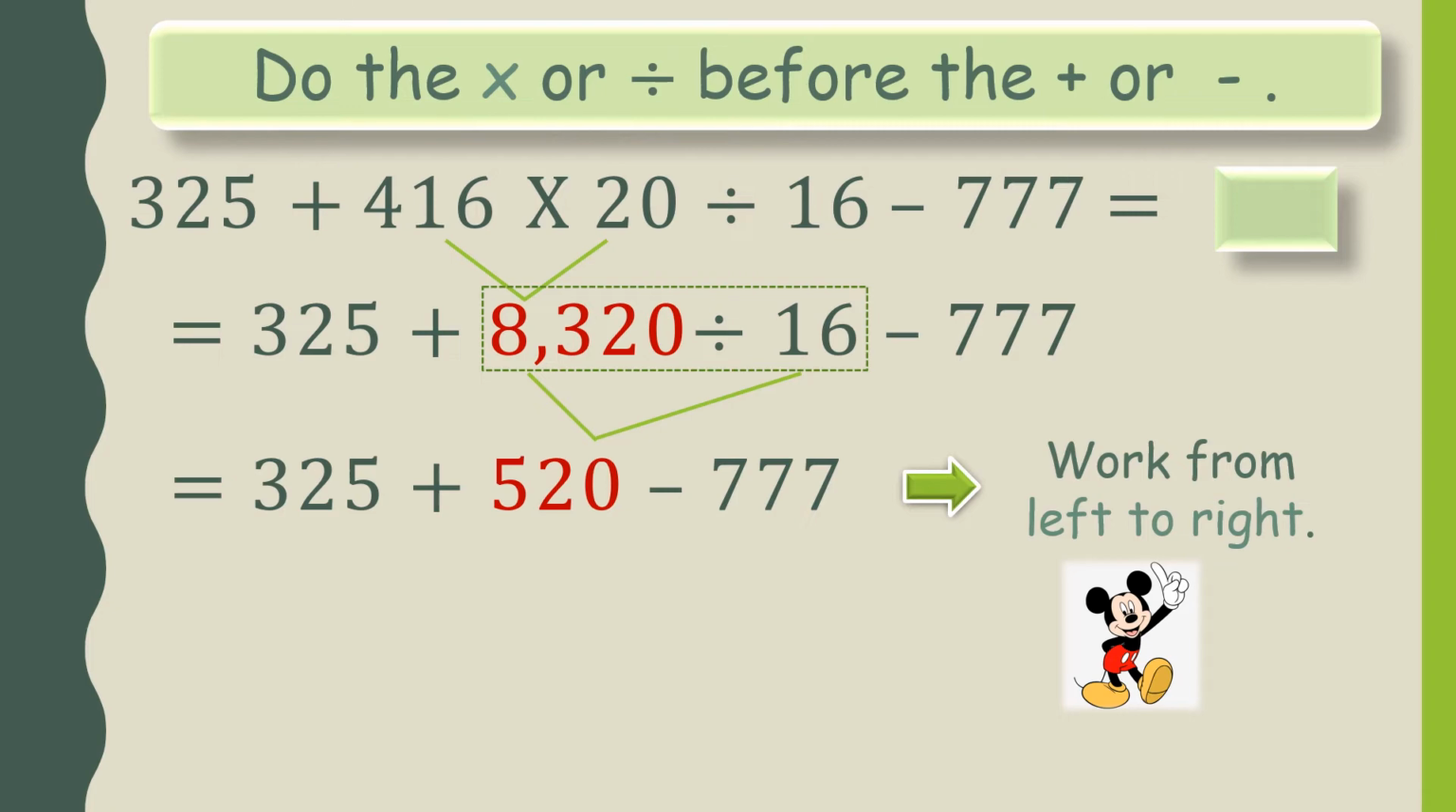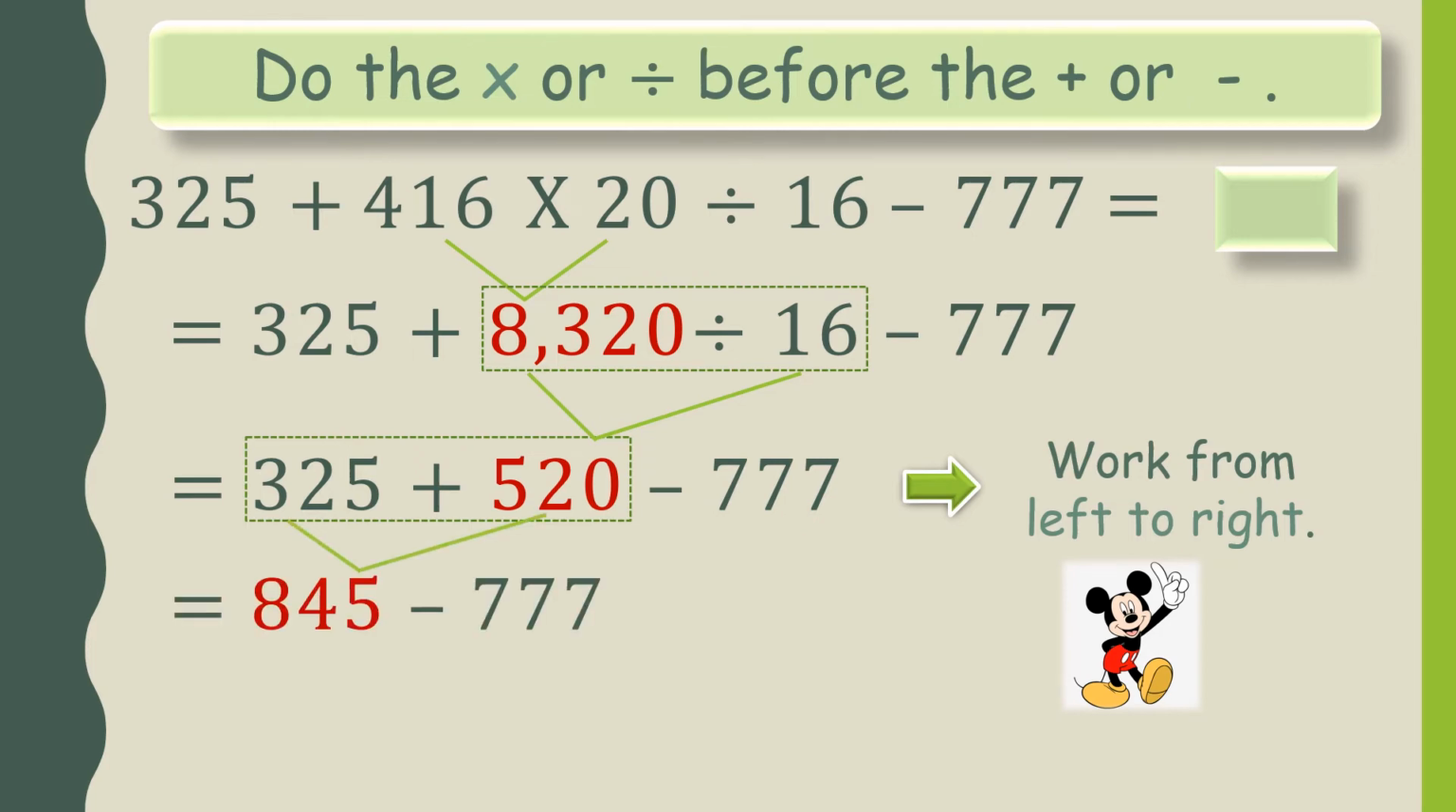So we have to do first addition. 325 plus 520, and that is equal to 845. And then we will copy minus 777. And the final equation that we've got is 845 minus 777. And that is equal to 68.